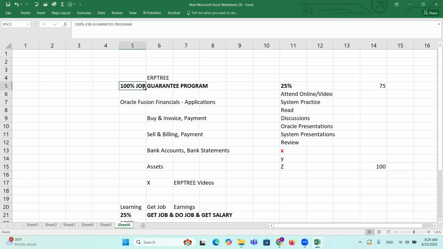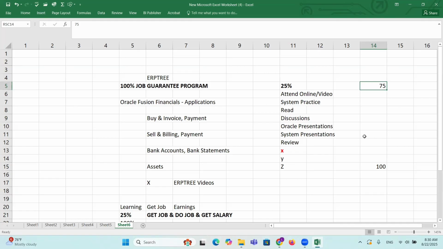In the 100% job guarantee program, it's like a full meal. You will get everything. This I don't even call a breakfast. The 25% is only breakfast. You need a full meal in terms of learning Oracle Fusion Financials. So the remaining 75% of the application you have to learn. After learning the remaining 75% of the application, you have to exercise everything.